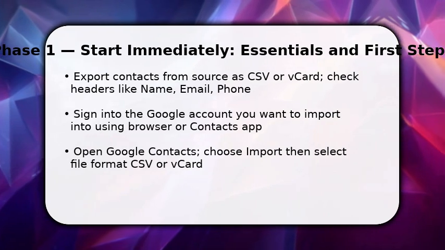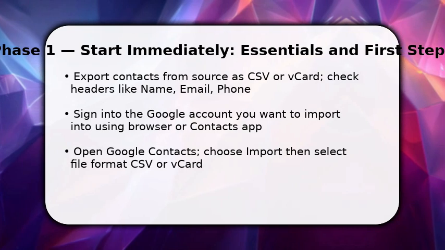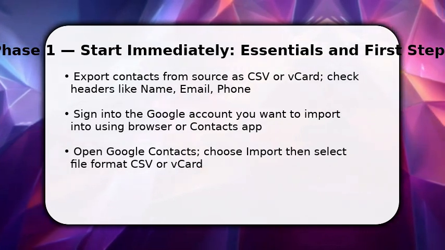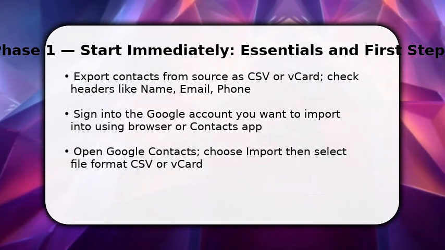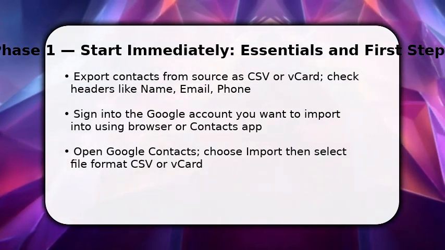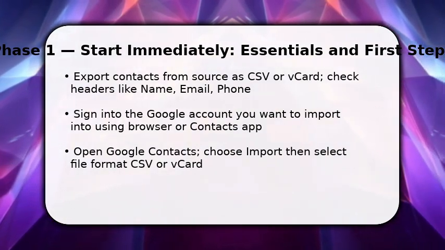Once done, open Contacts.Google.com or the Contacts app in Gmail and sign into the destination account. Make sure you're in the correct account. This avoids overwriting. Then click Import and choose the file type. This begins the upload pipeline and gets you ready for mapping fields in the next step.